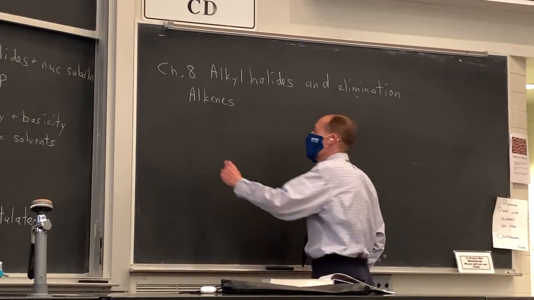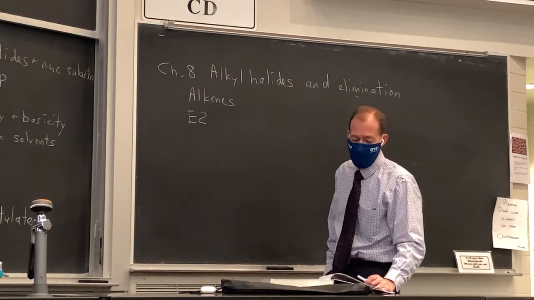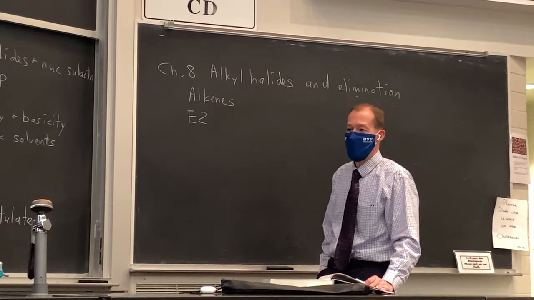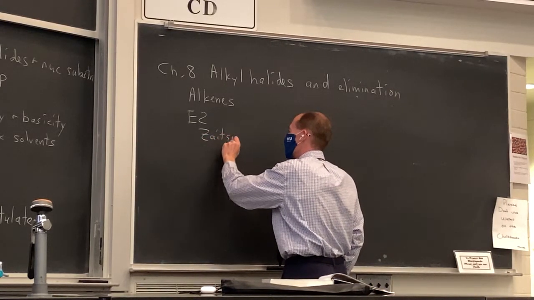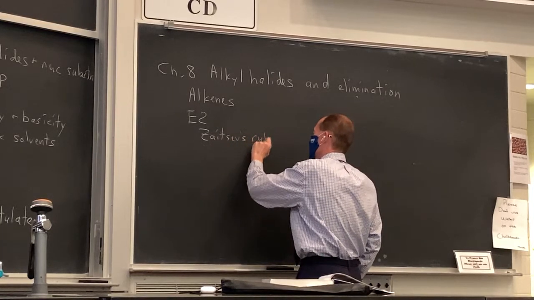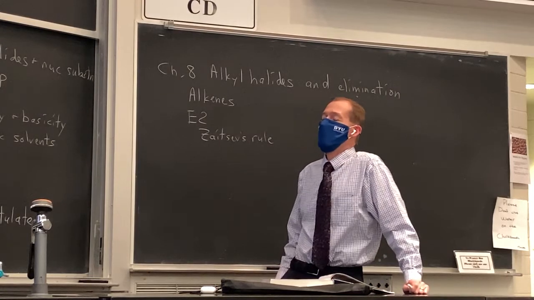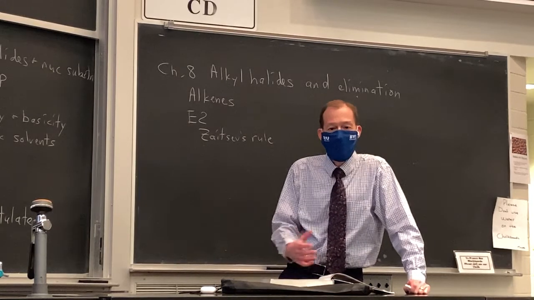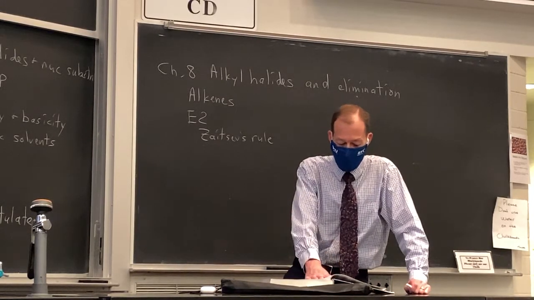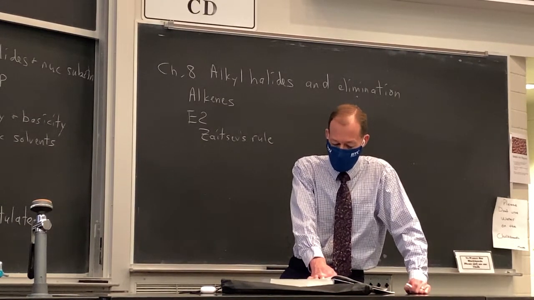Then we got into our mechanisms of elimination. We have the E2 mechanism, concerted single step. We learned Zaitsev's rule in conjunction with this. The more substituted alkene is the major product. So it's a regioselective reaction, also a stereoselective reaction. Trans alkenes would be major over cis alkenes. And understanding the reasoning behind that is important.